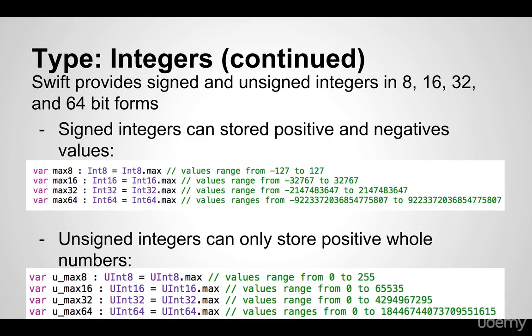Okay? So signed integers are whole numbers that could be either positive or negative, when they are signed. So they do have a sign. And if you use max 8, as you can see in the example, var max 8, it's an Int8, so it has 8 bits.